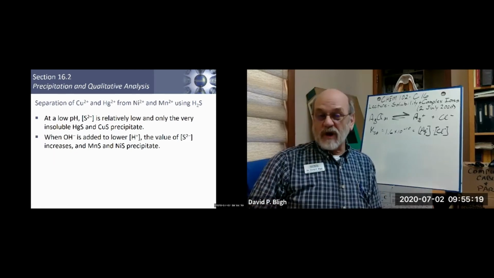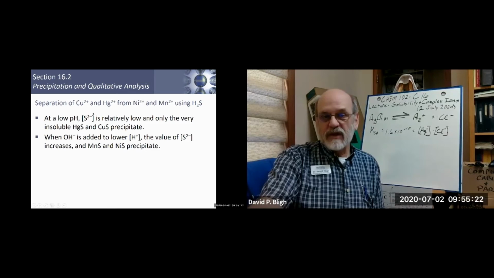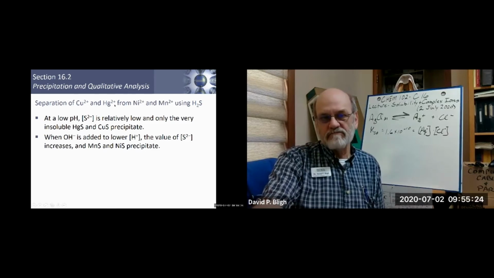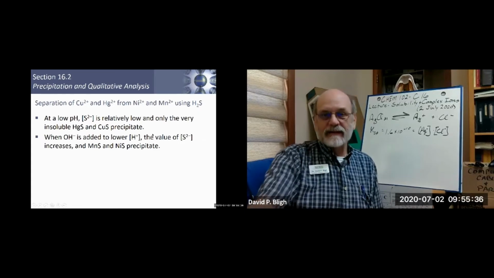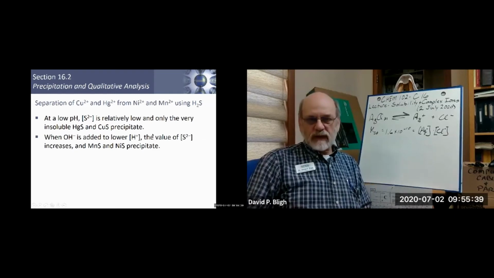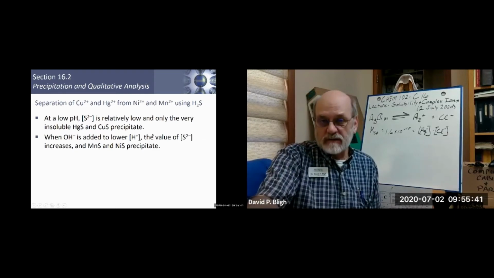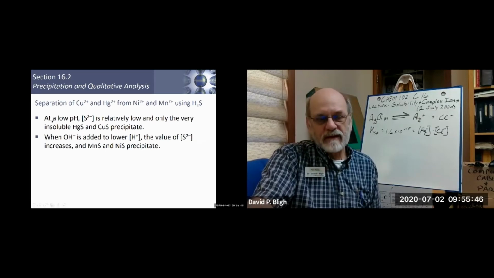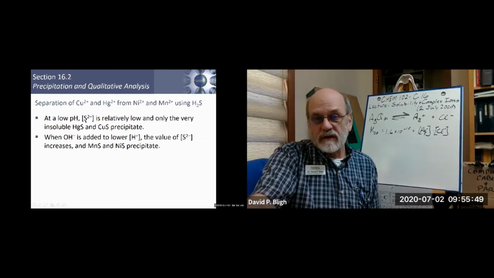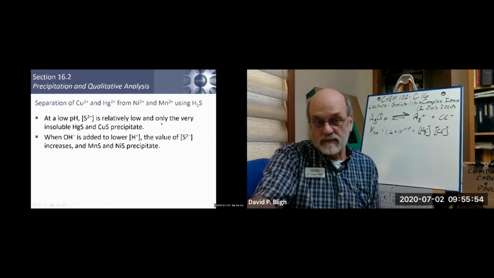But what if it gets a little more complicated? Say you have copper 2+, mercury 2+, nickel, manganese. What would be the effect of using hydrogen sulfide? Well, this is very dependent upon the pH. So at low pH, the concentration of sulfide ion is relatively low.